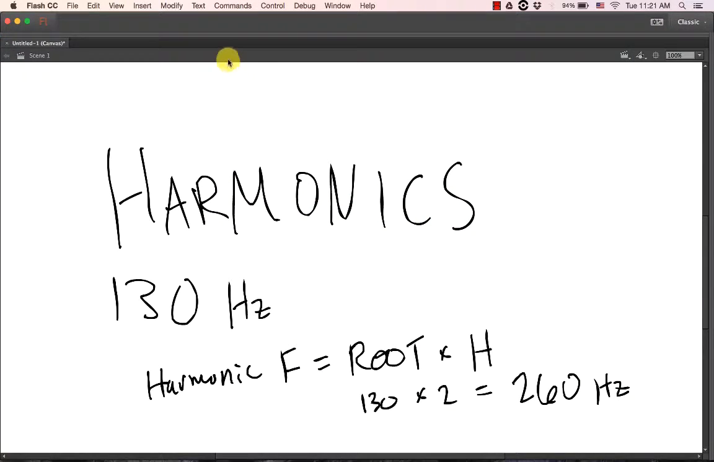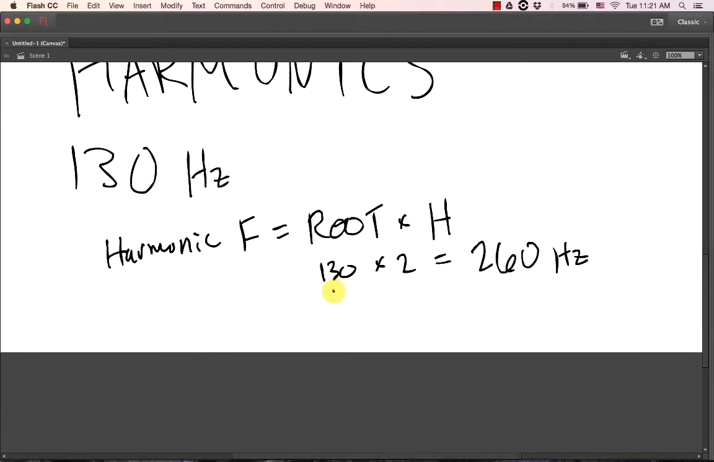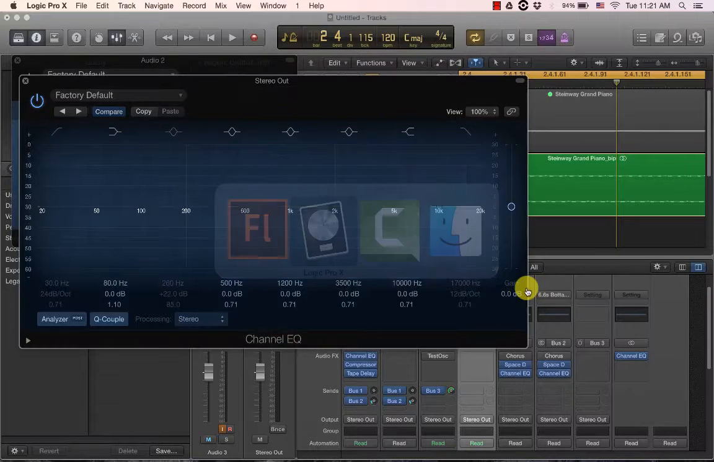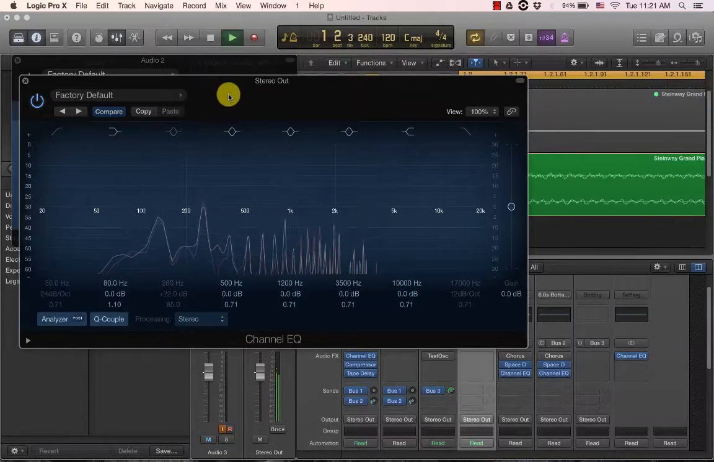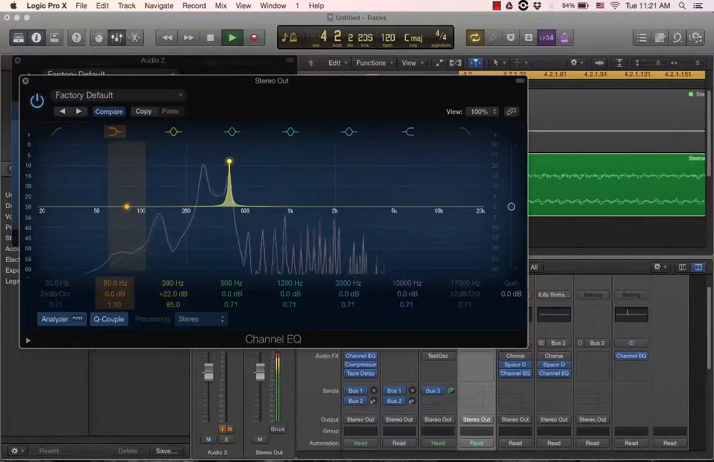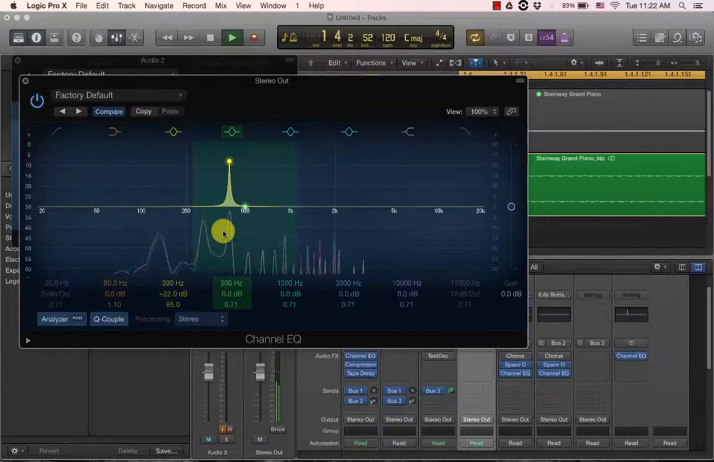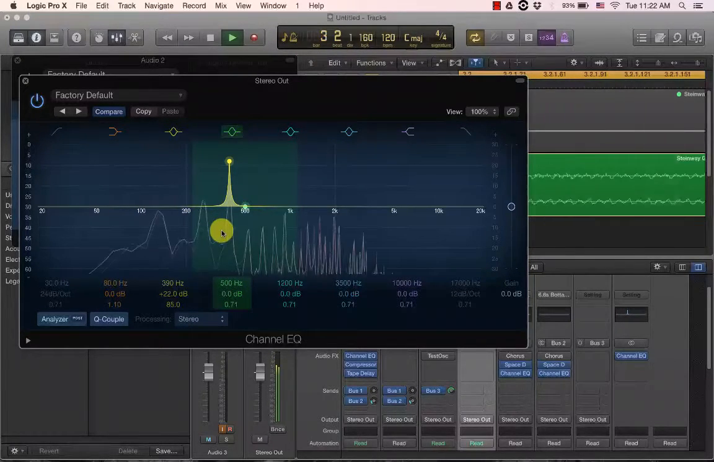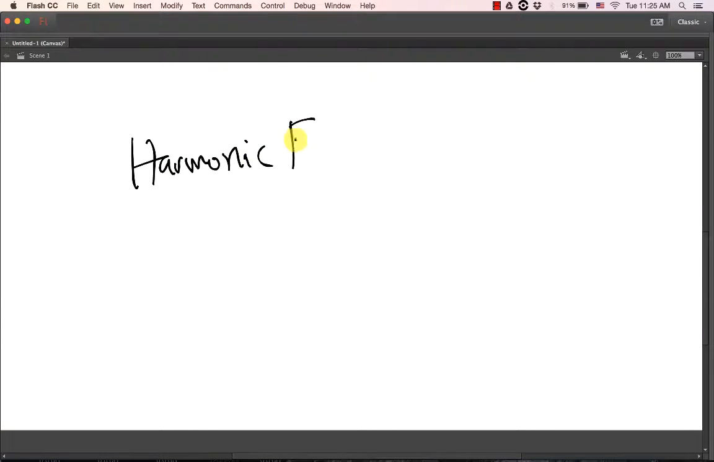Okay, then what would be the next one beyond that? So if my root was, let's move this up, if I want the third harmonic, 130 times 3 is 390. Let's see if that's right. So let's type in 390 here. Yep, that's it. Okay, so harmonic frequency equals the root times the number of the harmonic we want.